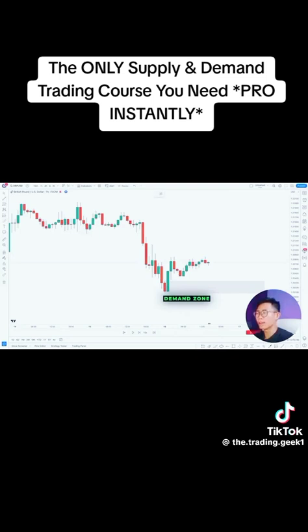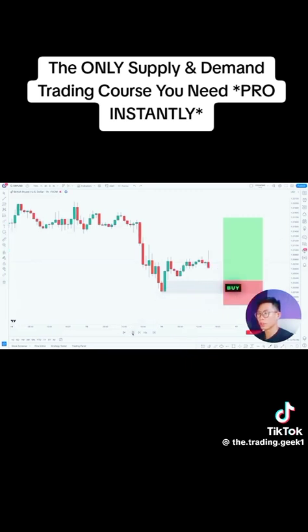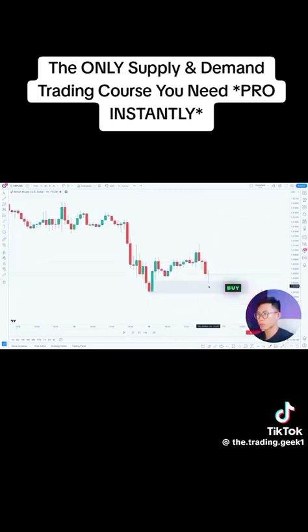Our next job is to wait for price to come back down and touch this demand zone, and that is when we can enter for our buy position. So right now we still wait, be patient, and you can see eventually price comes back down, touches this demand zone, and gave us a doji candlestick.